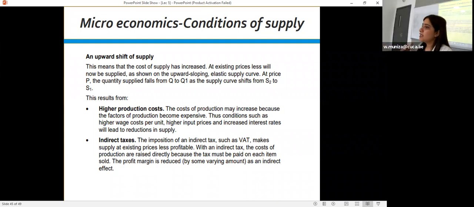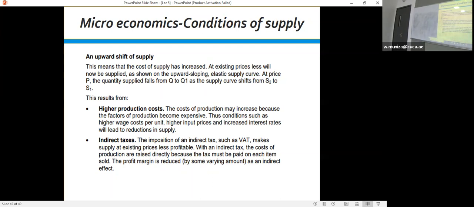But when there are other conditions, in this case, when the prices are increasing, the quantity supplied would be lesser. There would be a lesser supply of goods or services. This is the case of shifting.